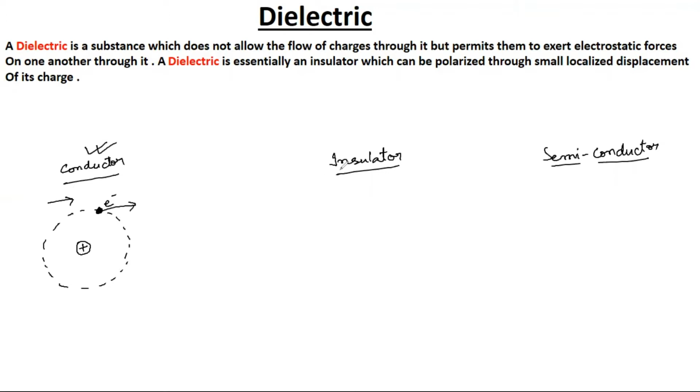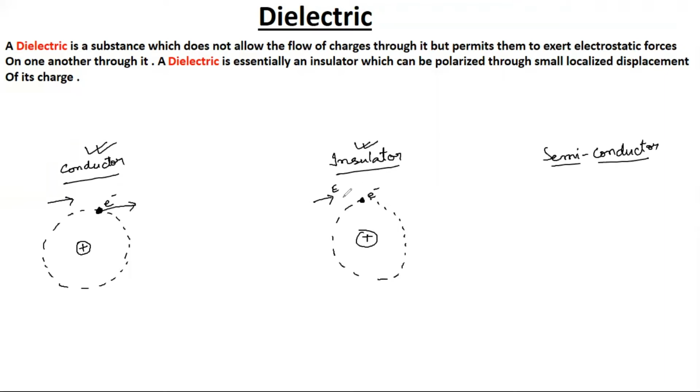But in case of insulator, the electrons are not loosely bound to the atom. They are in fact very strongly bound to the nucleus, that is, to the atom. Because of which, no matter how strong an electric field you provide, it does not come out from the atom, it does not become free, and hence the conductivity value is zero for insulator.